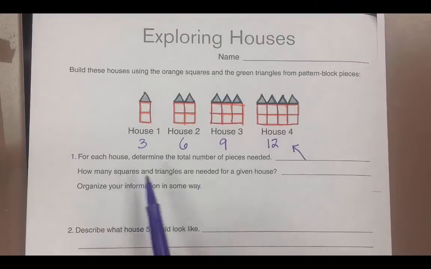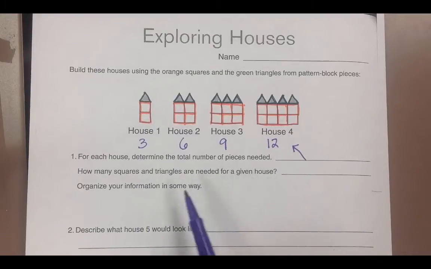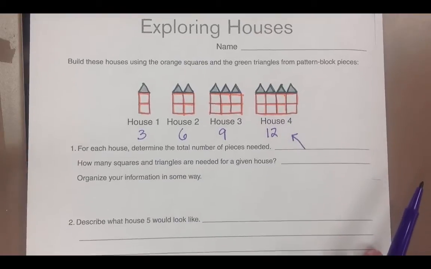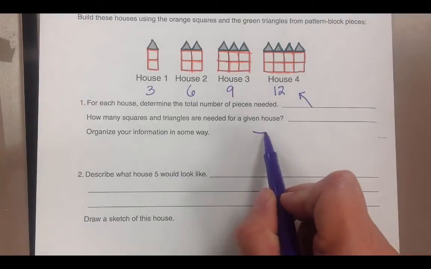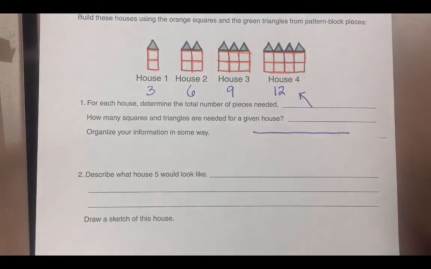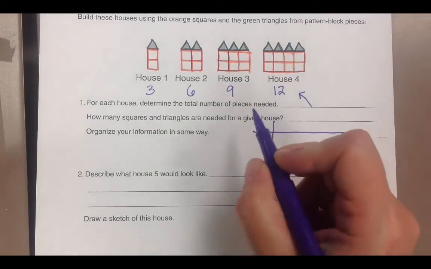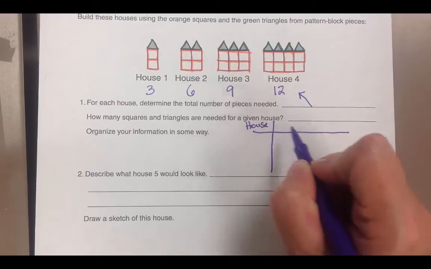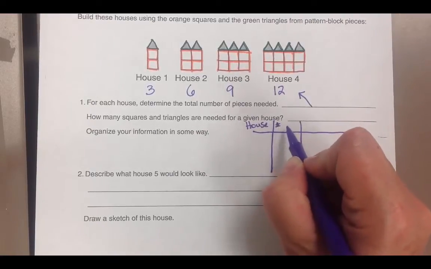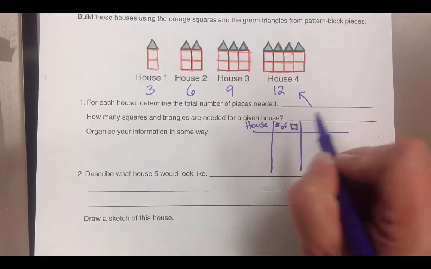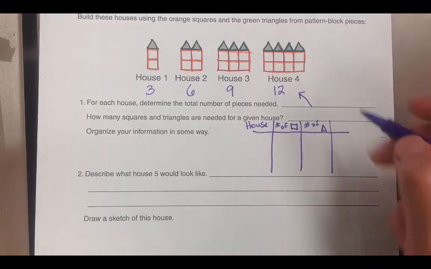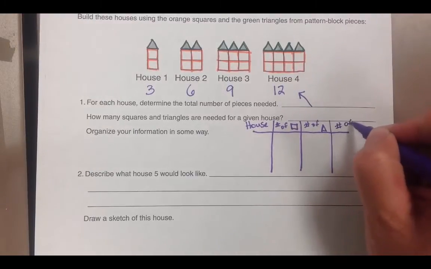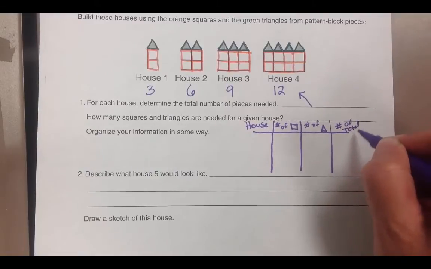Okay. So how many squares and triangles are needed for a given house? Organize your information in some way. So I'm going to slide this up just a little bit, and let's make a data table. Let's do the size of the house, the number of rectangles and the number of triangles, just to see if we see some things going on, and then number of total pieces.